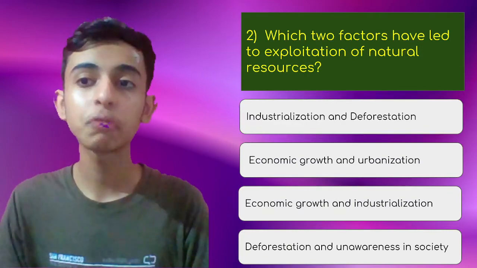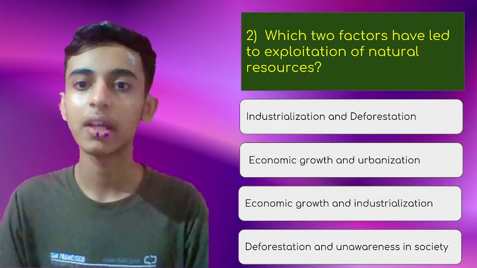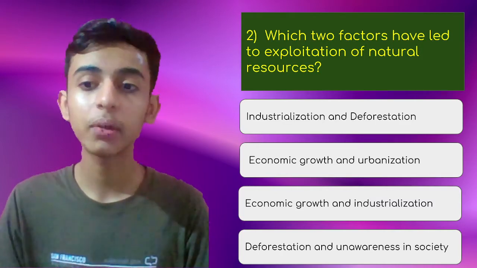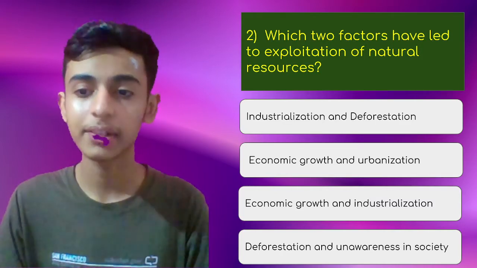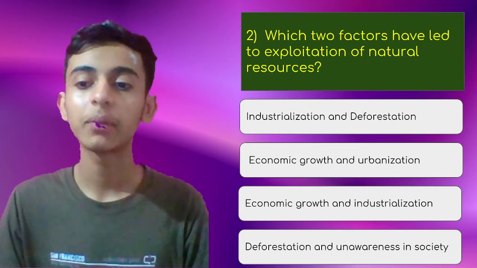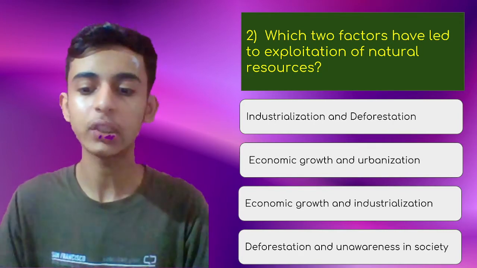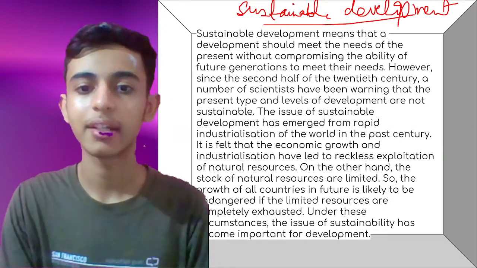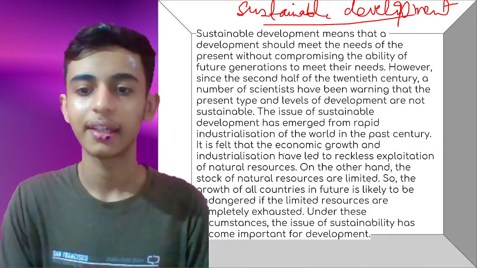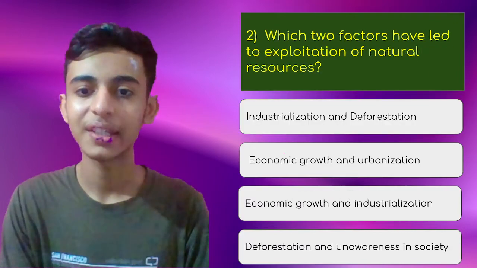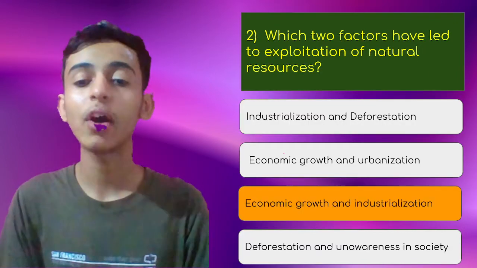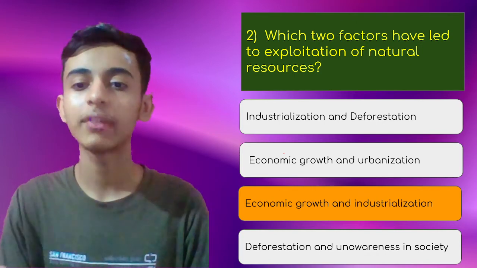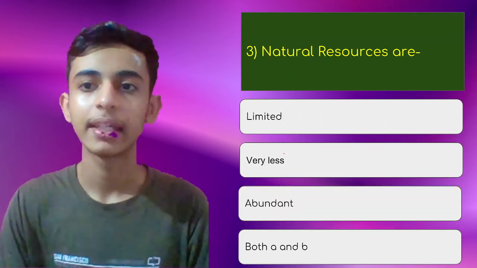Second question, which two factors have led to exploitation of natural resources? Industrialization and deforestation, economic growth and urbanization, economic growth and industrialization, deforestation and unawareness in society. Easy, just now we read. Chalo, I'm giving you a hint. You can find your answer in the text. I think you must have found. Okay, yes, it is economic growth and industrialization, because of which there is exploitation of natural resources.